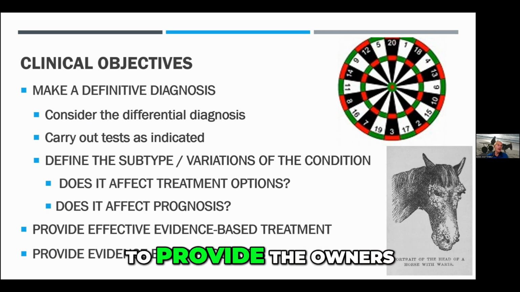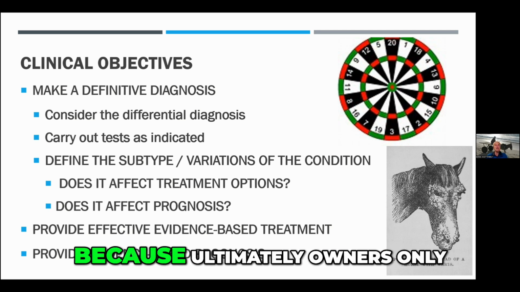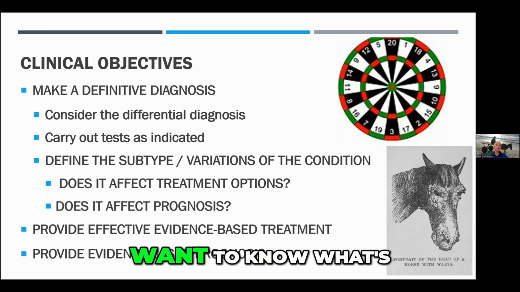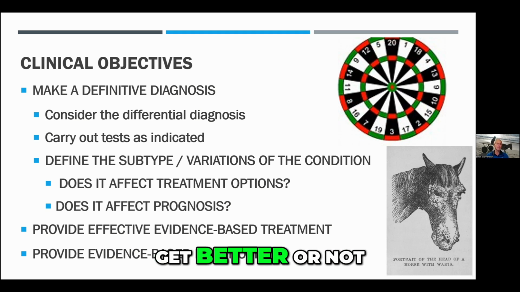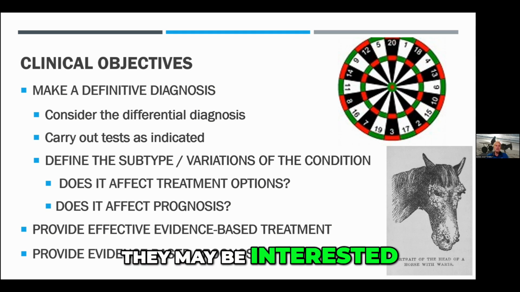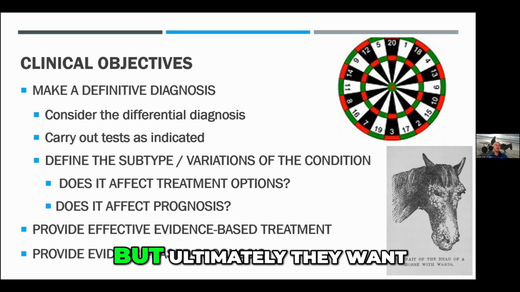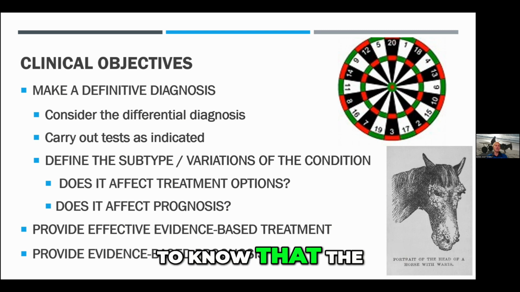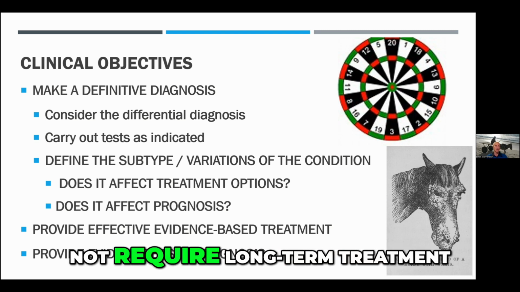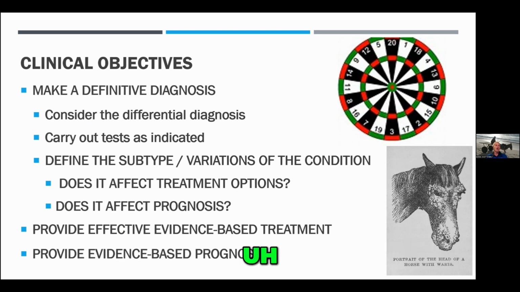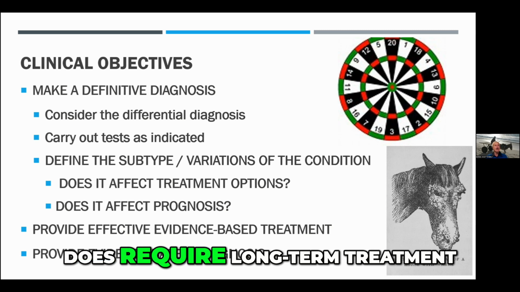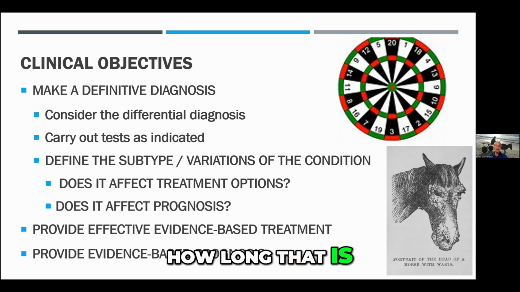And then we have to provide the owners with a prognosis, because ultimately owners only want to know what's going to happen to their horse. They want to know, is it going to get better or not? They may be interested, of course, in finding out whether the horse is going to take a long time to get better. But ultimately, they want to know that the horse is not going to require long-term treatment, or even if it does require long-term treatment, how long that is likely to be.